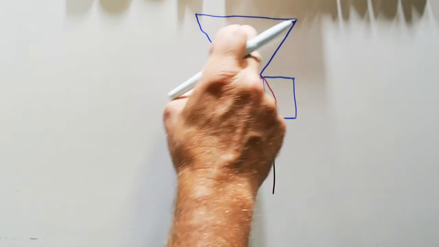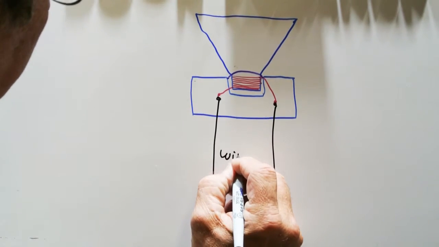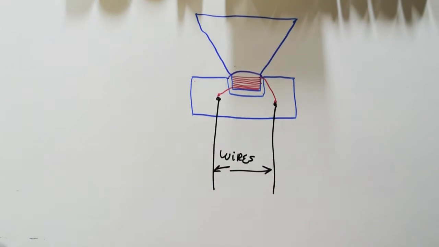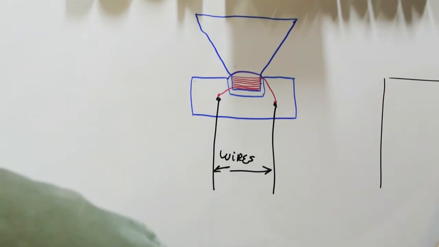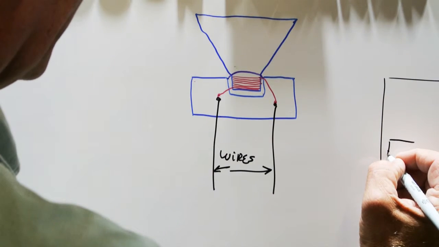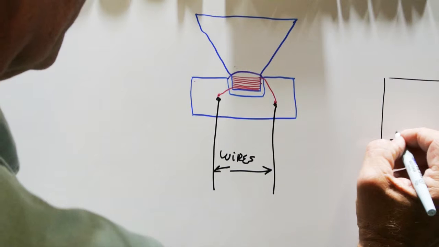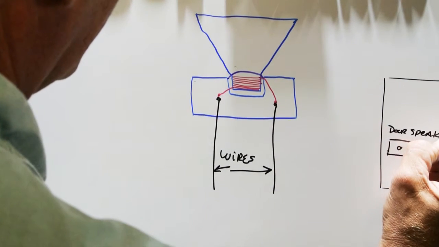The other thing that can cause your door speaker to stop working are problems with the wires, which are here and here. These are the wires that would go back to the terminal board behind your master station. And these are the terminals for the door speaker.